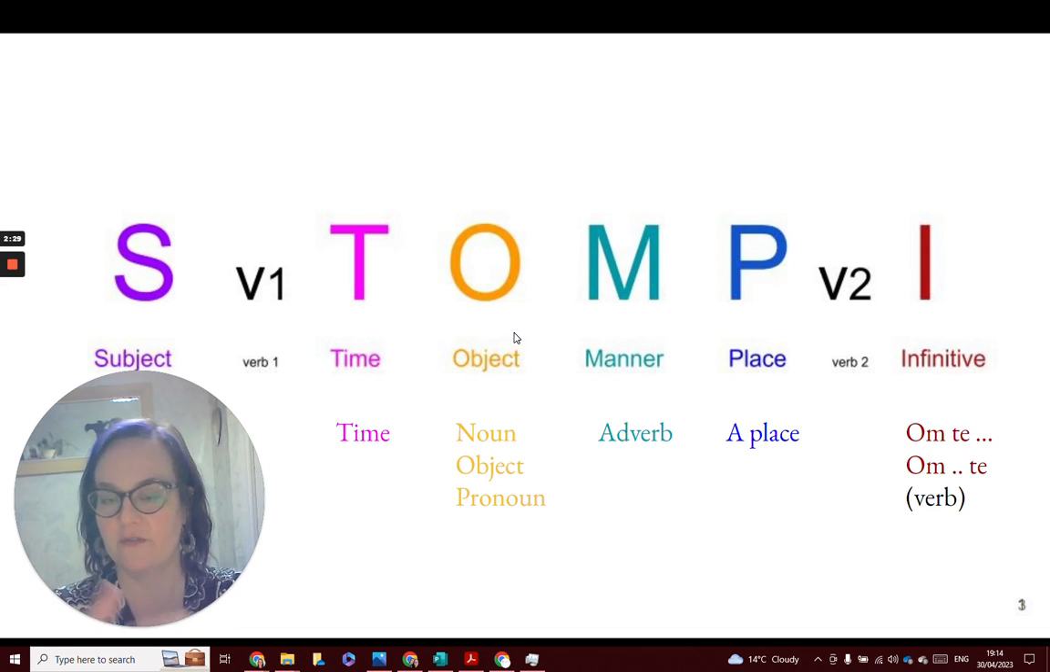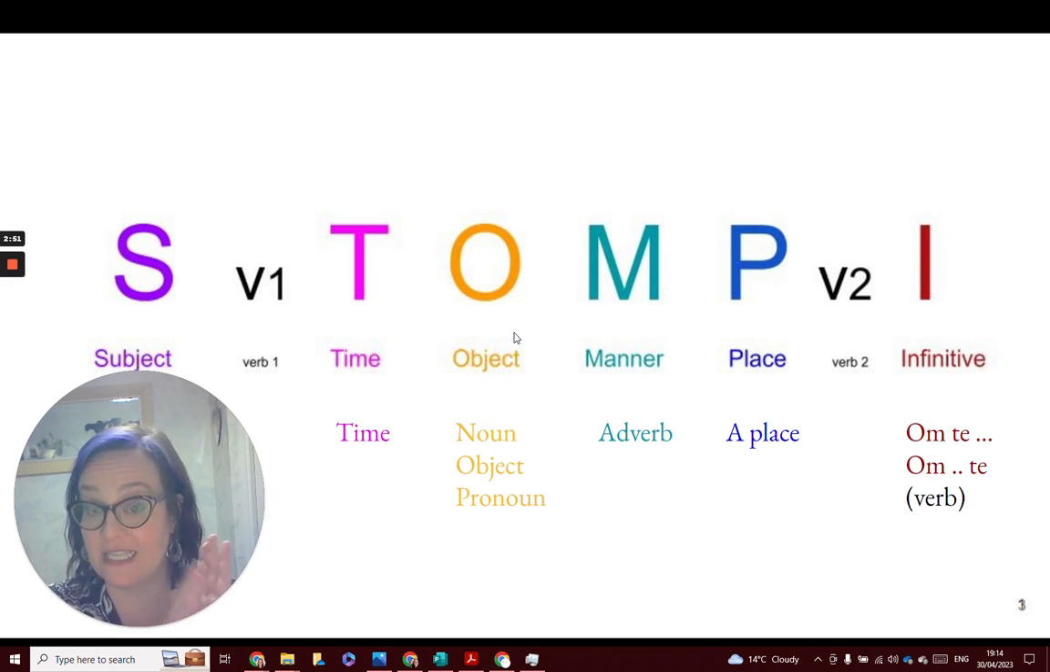Okay, so subject, verb 1, time. So this could be last week, tomorrow, at 2 p.m. This would be the time of when it's happening, linked to either past or present tense. The object is obviously the object of the sentence, could be a noun or object pronoun. The manner is how it is done, mostly an adverb. The place is obviously the place, and that's linked to a preposition as well, on, under, and other prepositions.